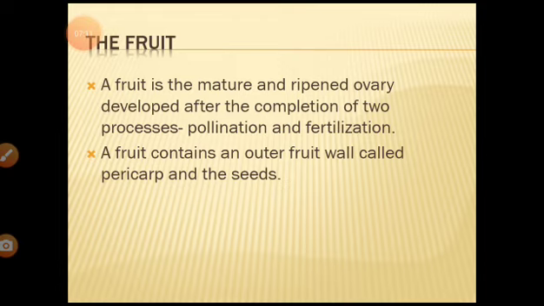A fruit contains an outer fruit wall called the pericarp, and the seeds. Fruits have two parts. The first part is called the pericarp, the outer covering of a fruit, and the inner part is called the seed. You eat very many fruits. In every fruit, the pericarp is the outer layer, and the seeds are in the inner layer.